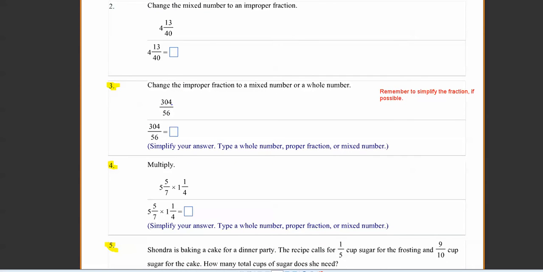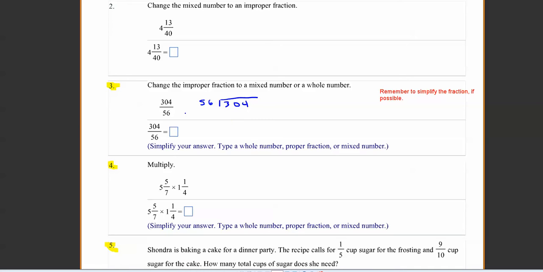Alright, taking a look at problem number 3. It says to change the improper fraction to a mixed number or a whole number. So the key here is make sure you simplify your answer. The first part of this, to change an improper fraction to a mixed number, we're going to use long division. So we'll start off with 56 into 304.